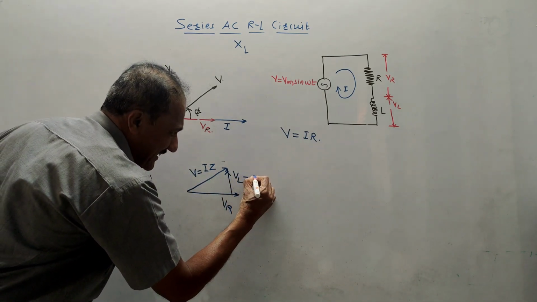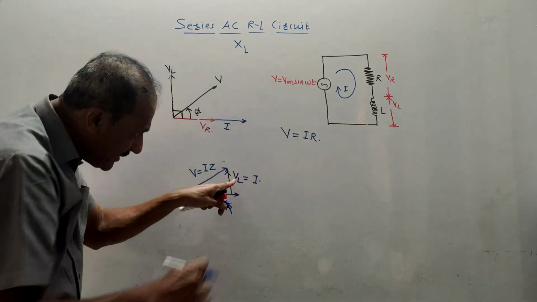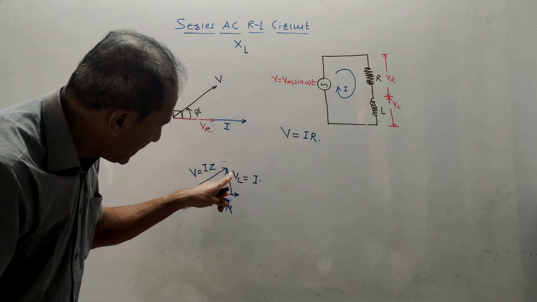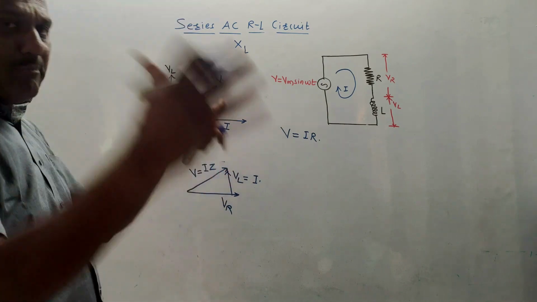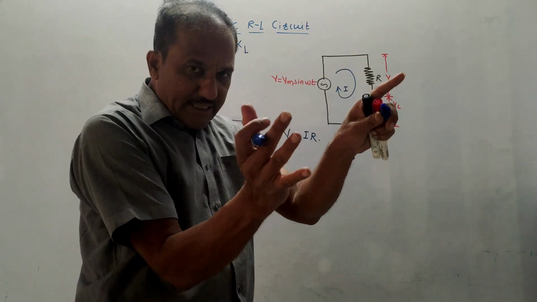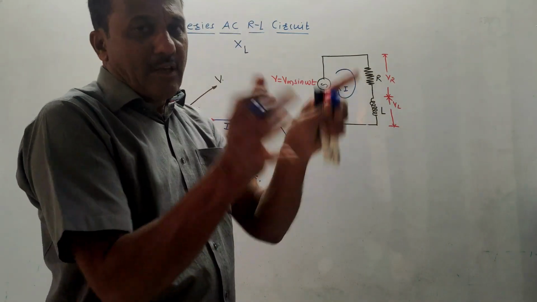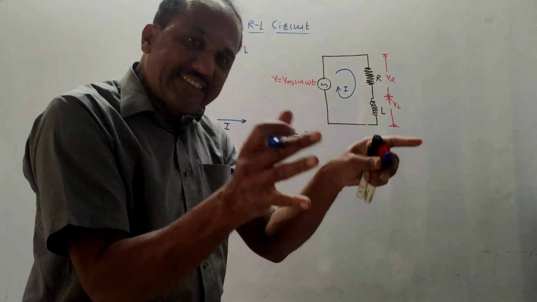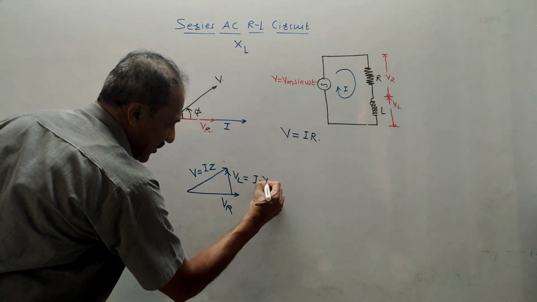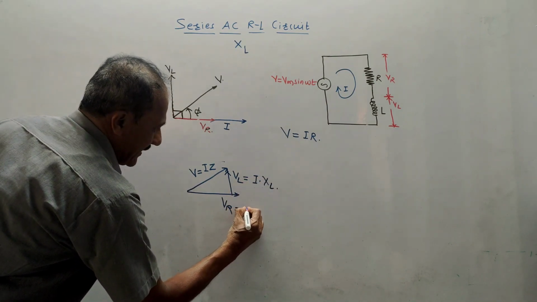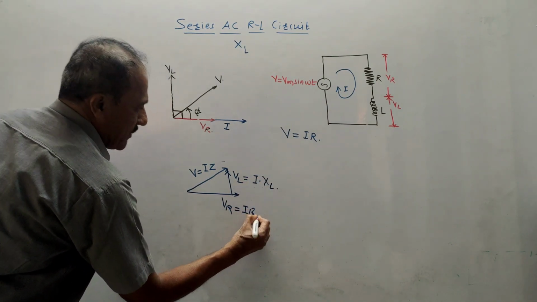VL can be represented as current into reactance of inductance, since VL, with base L, is the voltage across the inductor. Do remember like this. Resistance is the opposition of a resistor. XL is the reactance, that is, the opposition of an inductor to the flow of current. So it is I into XL. And VR is equal to I into R, the normal formula.